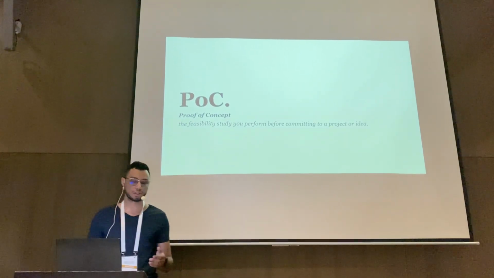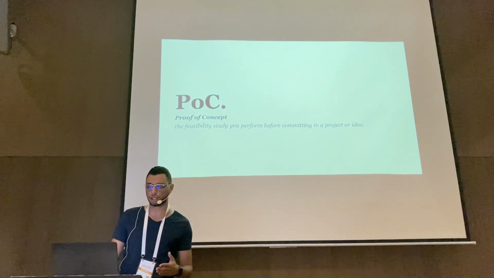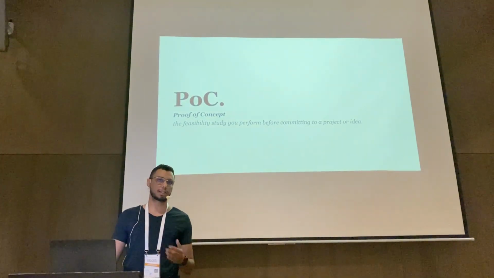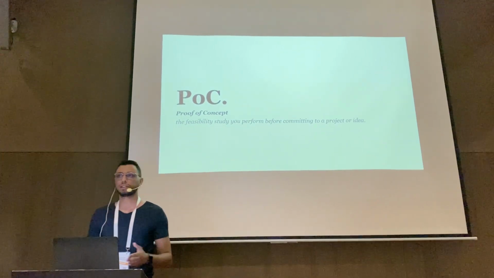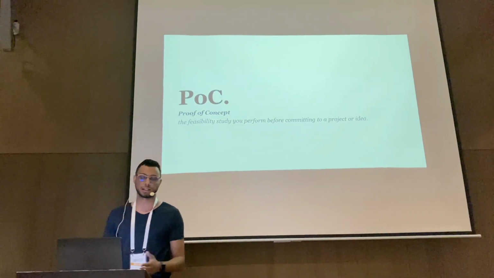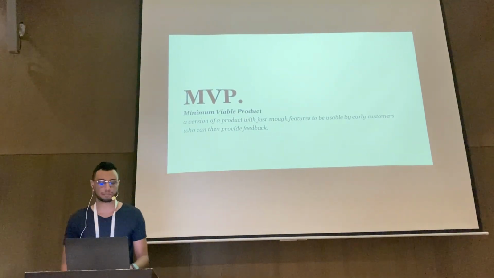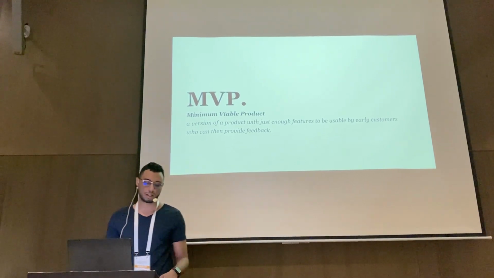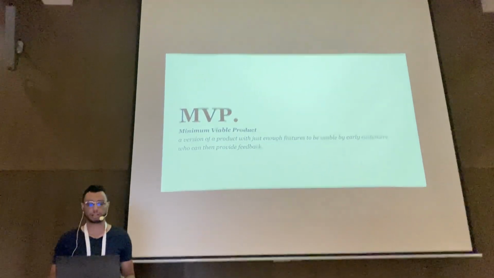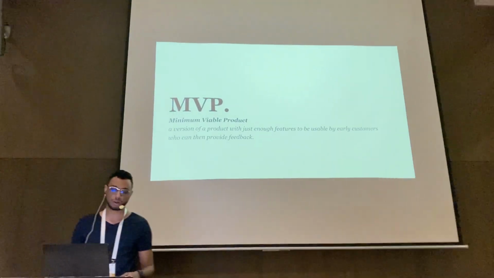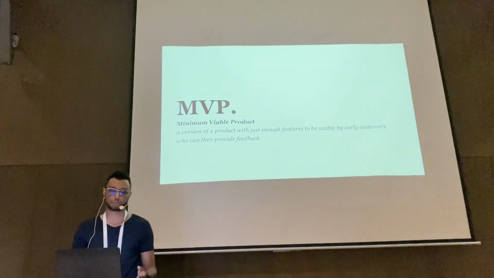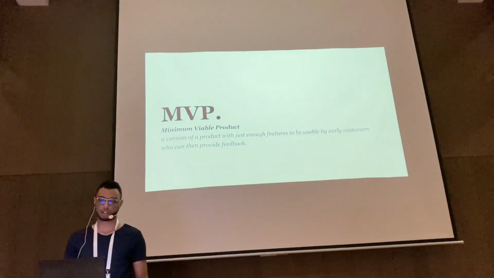Then there is the proof of concept, acronym POC, and that's the feasibility study of your idea. It answers the question: is my idea feasible technically? Then there is the MVP, which is the minimum viable product. It's a version of your product with just enough features to be usable by early customers who can then provide feedback. So it's like the first version of your product that is usable by early users.